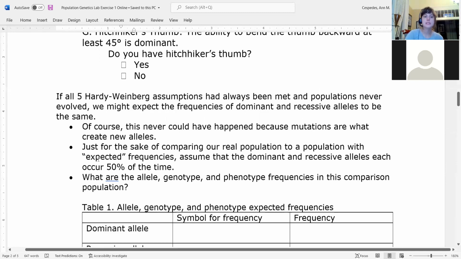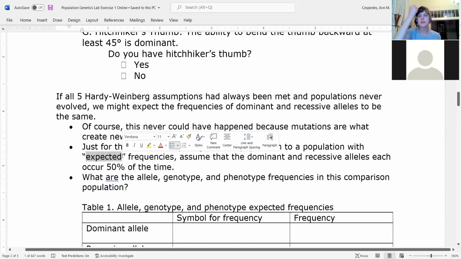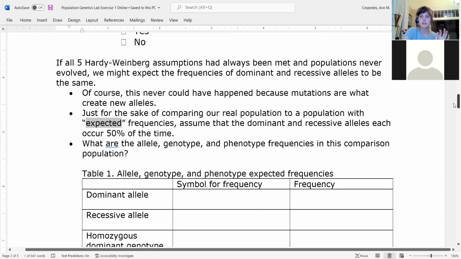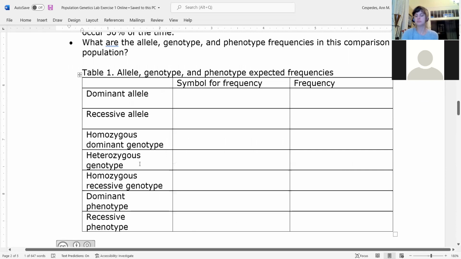So we have these expected frequencies for this activity. We're just saying we're expecting 50-50. 50% of the alleles in the population are dominant, 50% are recessive. So the first thing you have to do is this little chart.